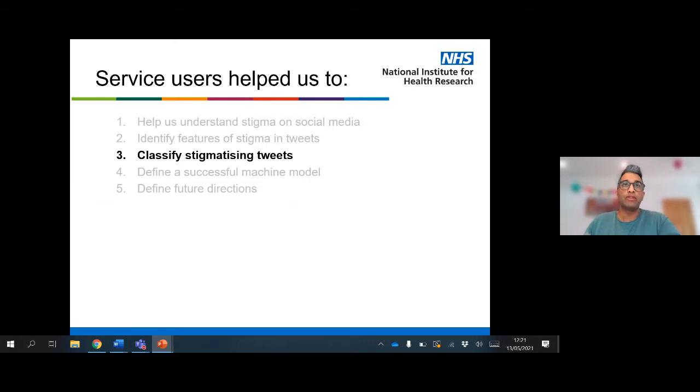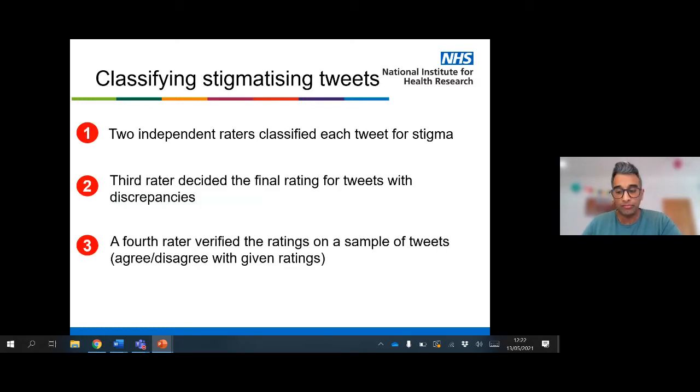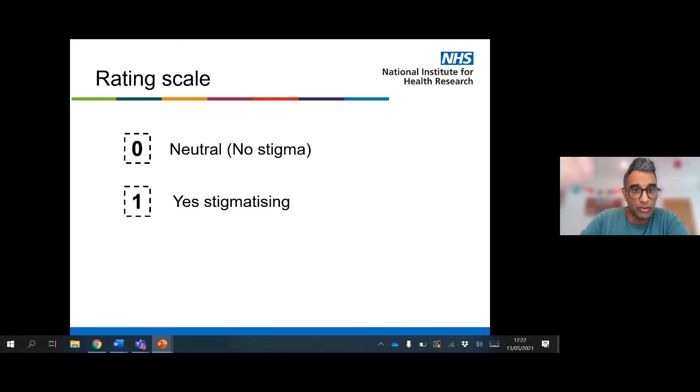So then you go away. I went away. You start collecting some data, and you go back and you say, okay, let's start classifying some tweets. So now that we have an idea of what stigma means, I collected some tweets, and I gave them to 2 independent raters. These are service user researchers, people who have used mental health services and are expert researchers, similar to what I mentioned with the Shaw team. I said, here's a bunch of tweets. Please go ahead and apply this, whether you think a tweet is stigmatizing or not. This was the rating scale: 0 is neutral or not stigmatizing, and 1 was stigmatizing.